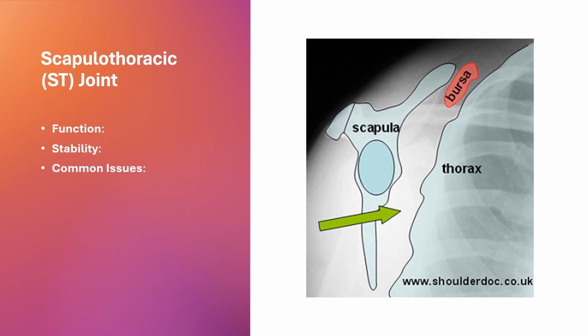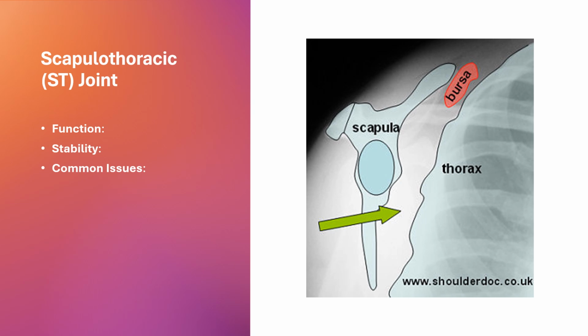Now, the ST joint plays a vital role in the smooth movement of the scapula across the rib cage, which is essential for shoulder elevation, depression, protraction, retraction, and rotation. Now, this movement is crucial for activities such as reaching, lifting, and throwing.